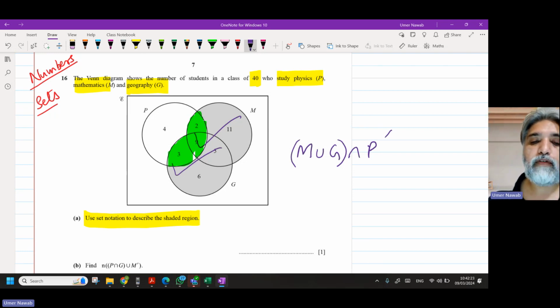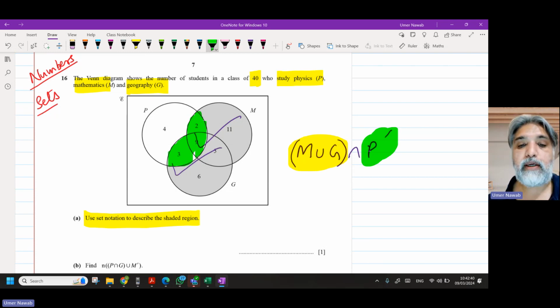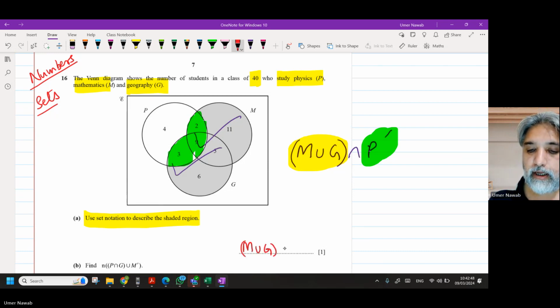So take everything in whatever you have in M and G, but shall we keep it within P or outside of P? Now we have to go outside of P. That's why Mr. Omar wrote here M union G outside of P. So outside of P is 11, 5, and 4. So that's all with it. So I'm gonna write here M union G intersection with P complement.